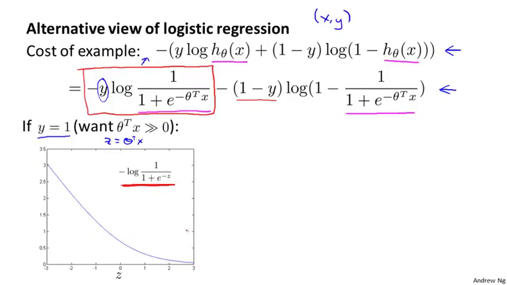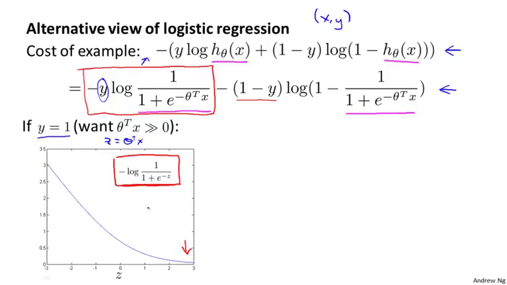And thus we also see that when z is large, that is, when theta transpose x is large, that corresponds to a value of z that gives us a fairly small contribution to the cost function. And this explains why, when logistic regression sees a positive example with y equals 1, it tries to set theta transpose x to be very large, because that corresponds to this term in the cost function being small. Now, to build a support vector machine, here's what we're going to do.